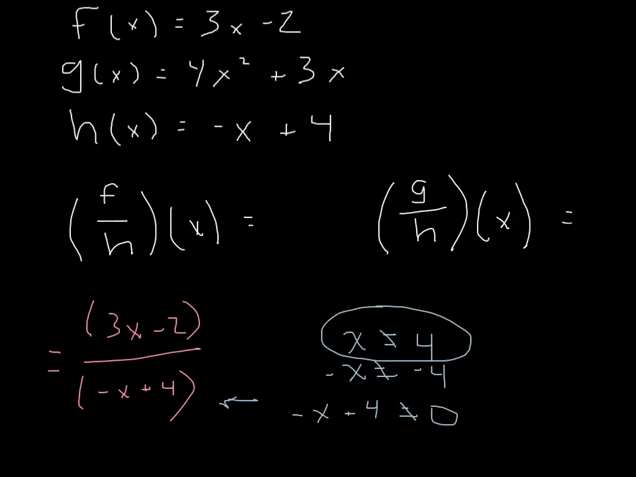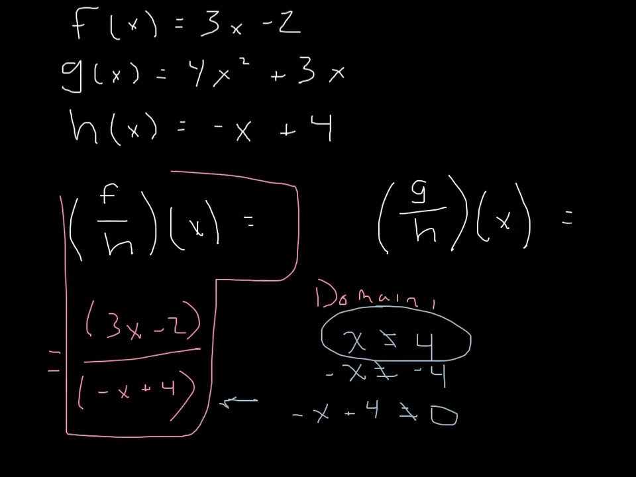So the domain of f over h of x is all numbers except for 4. And the reason for that is because plugging 4 in for x in this new function would give me something divided by 0, and that's just not possible.